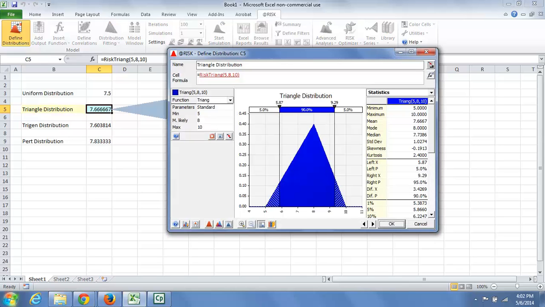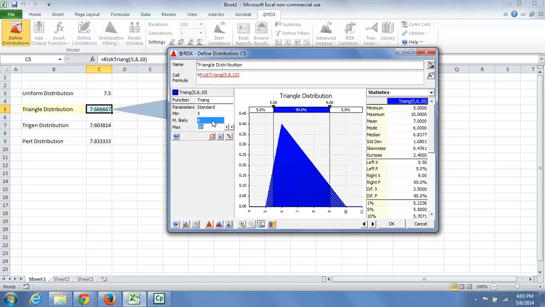The triangle has proven to be a very flexible kind of distribution, because if you change the most likely value here, let me change that to a 6, you see the distribution shifts its shape rather handily. So a triangular distribution is a bit of an improvement over the uniform in that it tells you which value within the range is more likely than the others.